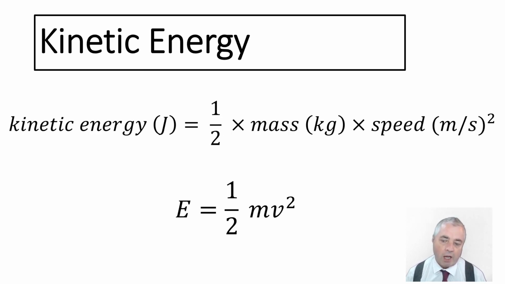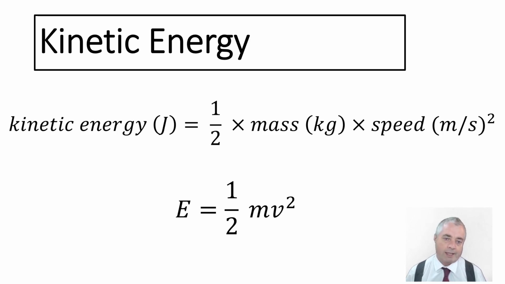Now, if you watched the last video about energy stores and energy forms, you will have learned that kinetic energy is the energy that objects have because they are moving. And because you're smart people, you will have worked out that it's pretty obvious that the amount of energy that an object has if it's moving will depend on two things. One is how much of it there is to move, so that's its mass in kilograms. And the other factor, which is obviously going to affect the kinetic energy, is how fast the object's moving. And that will be the speed in meters per second.